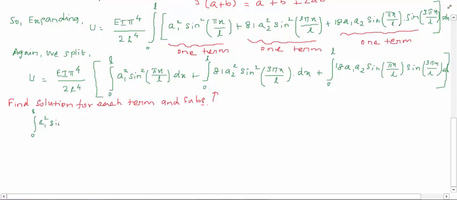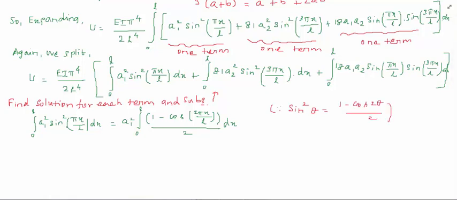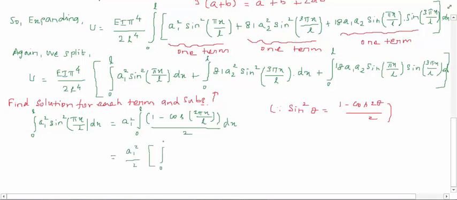Okay, so let us take the first term, integral 0 to L of a1 square sin square of πx by L dx. So a1 square we can take outside, and for the remaining term, sin square theta is equal to 1 minus cos 2 theta divided by 2. So in that form we can write it down: 1 minus cos 2πx by L, divided by 2.